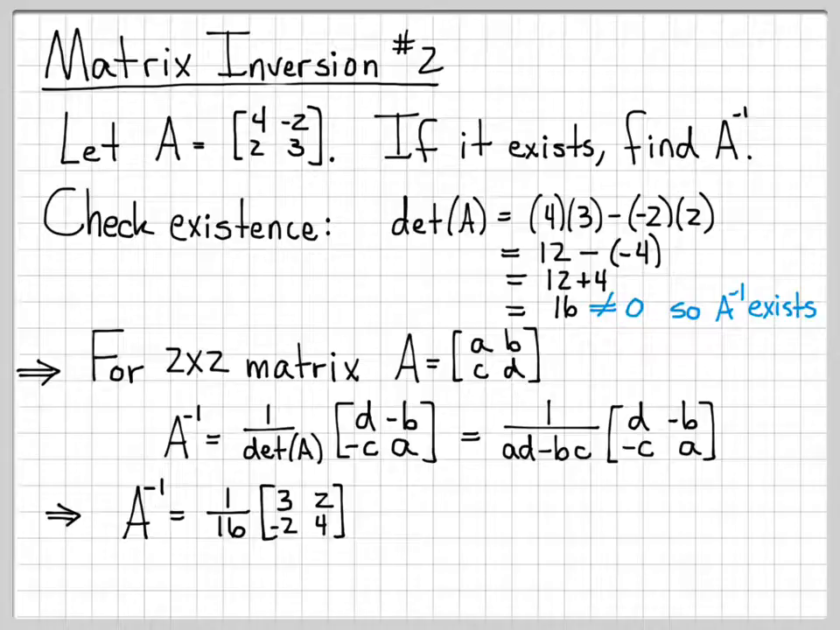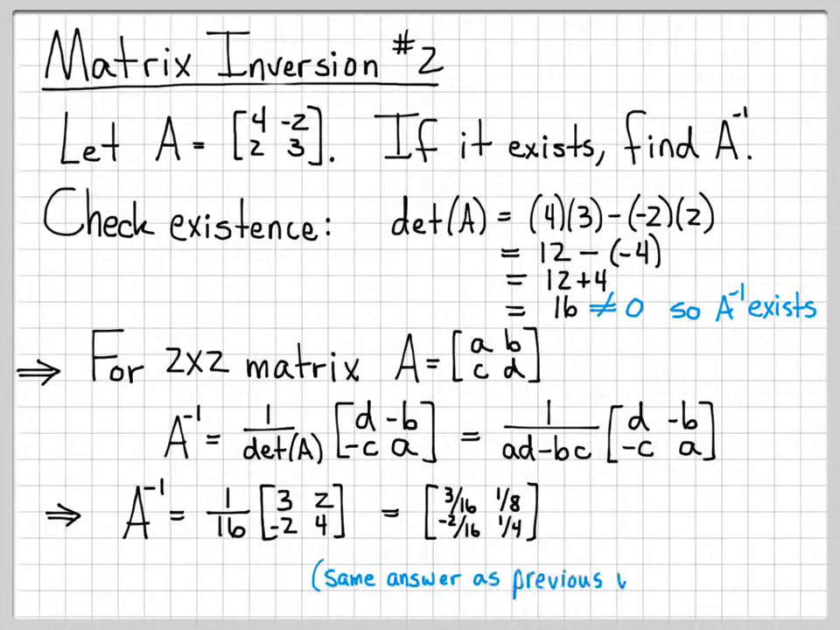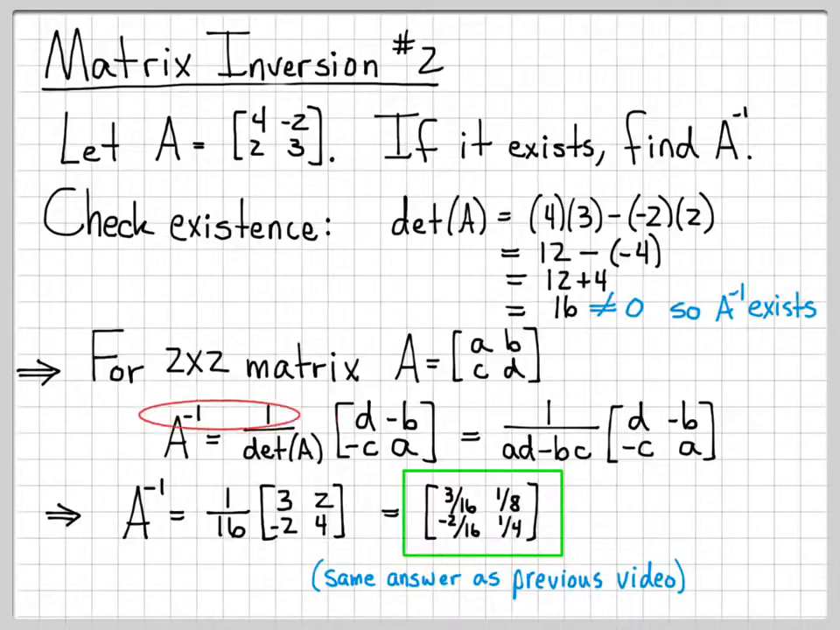So this is A inverse. I could just stop there. This is a totally legitimate expression for A inverse. I'm going to go ahead and distribute the 1 over 16 though, so that's 3/16. 2 over 16 is an eighth, and negative 2 over 16 is a negative eighth, 4 over 16 is a fourth. So you'll note this is the exact same answer as we had in the previous video, which it has to be because we're computing the exact same quantity. The only difference here is we use a non-general expression. This expression is specific to 2 by 2 matrices.